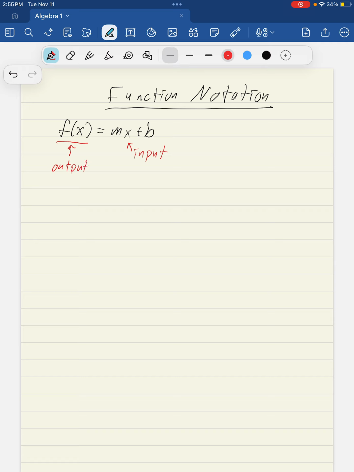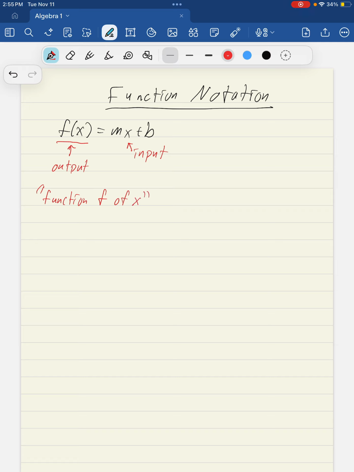And real quick, the f of x, the f parenthesis x, you don't look at it as f times x. How you read it is the function f of x. Okay, that's what you'd actually say.